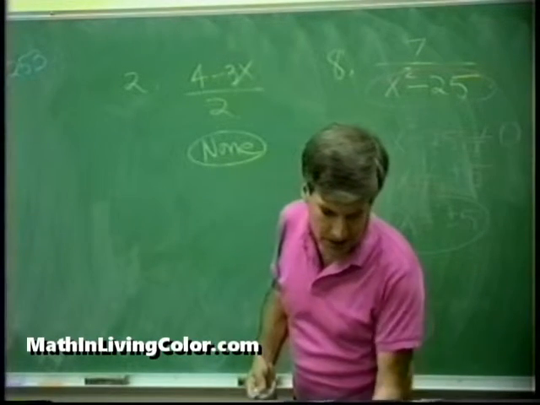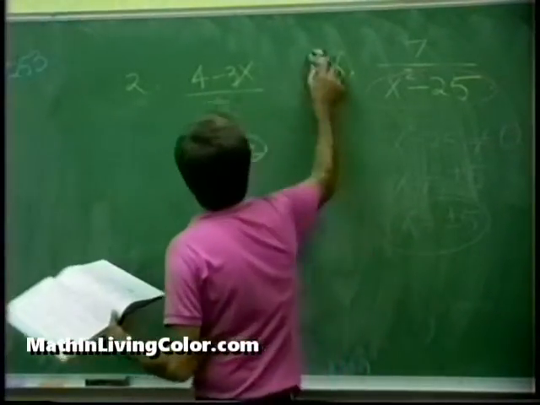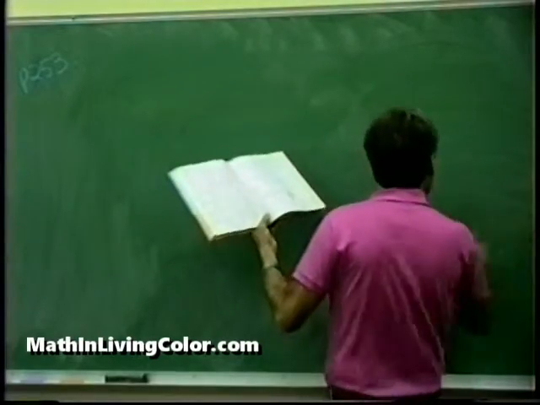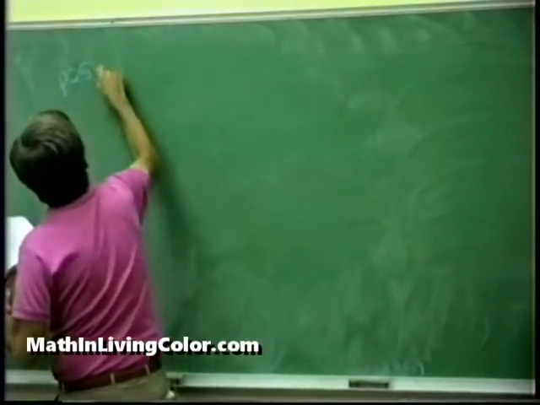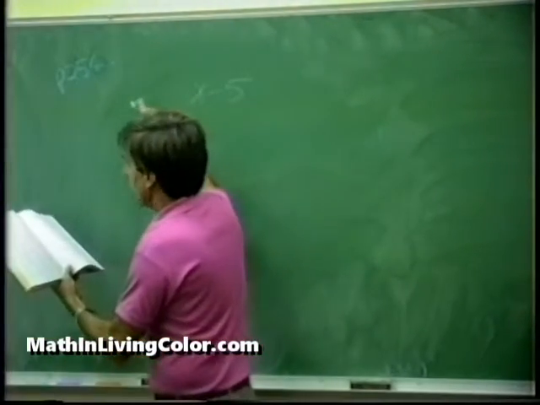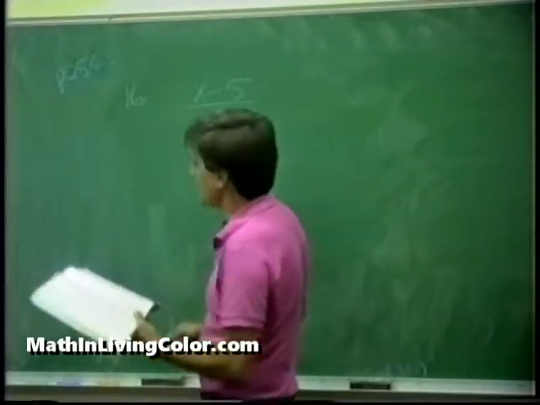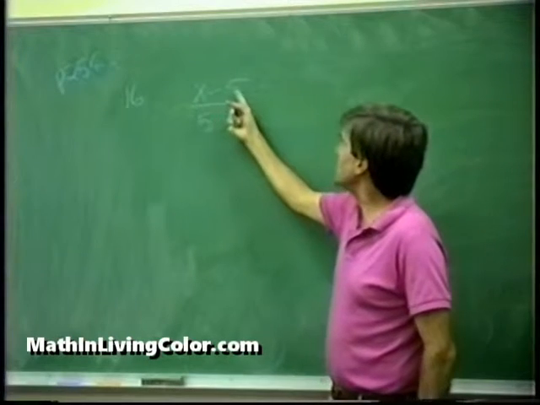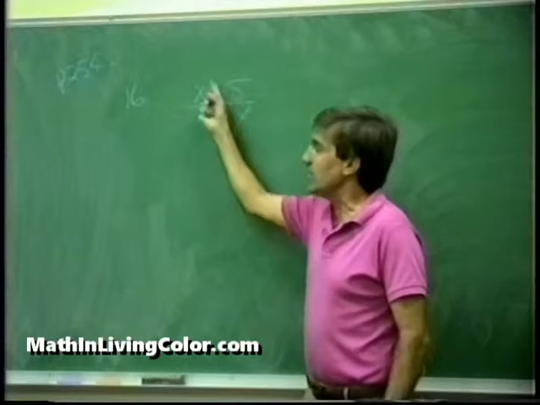All right, take a look at another. Let's get back to number 16 on page 254. Page 254 now. And the problem says, number 16, it says x minus 5 divided by 5 minus x. What do you notice about x minus 5 compared to 5 minus x? They're not the same, are they?